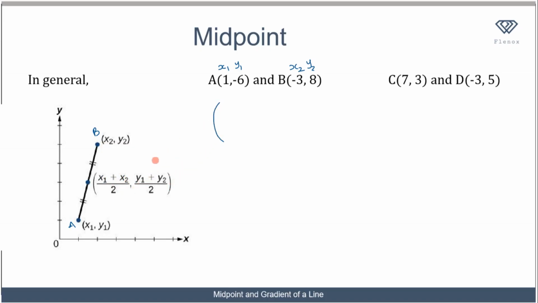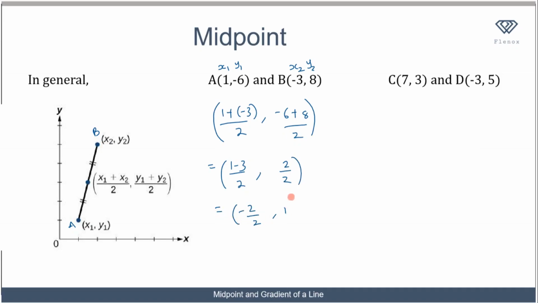So what does it become? My x1 in this case is 1 plus, and what is my x2, minus 3, then over 2, then comma my y1 in this case is minus 6 plus, and my y2 is 8, then over 2. So what does that become? Plus times minus is minus, so 1 minus 3 over 2 comma minus 6 plus 8 gives me 2 over 2, and that becomes minus 2 over 2 comma 1, and that becomes minus 2 divided by 2 is minus 1 comma 1. So the value of x at the midpoint is minus 1, and the value of y at the midpoint is 1.